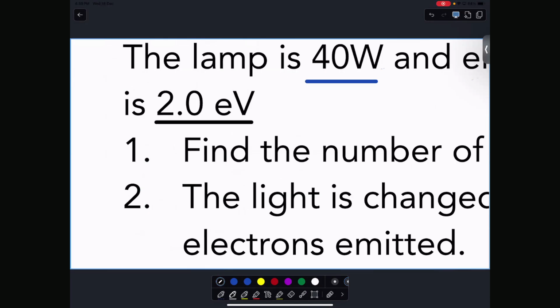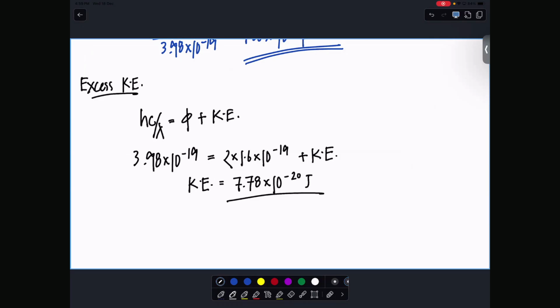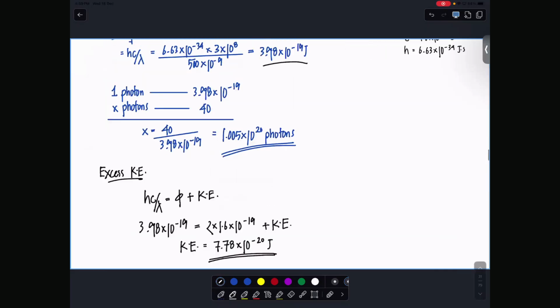2 eV, right? Can I use 2? I have to convert that into joules, right? How do you convert eV to joules? Multiply by 1.6 into 10 to the power minus 19, plus K. And whatever comes from here is the answer. So K is equal to 7.8 into 10 to the power minus 20 joules. Yep, that's the K that's generated by the electrons here. Are you clear so far?